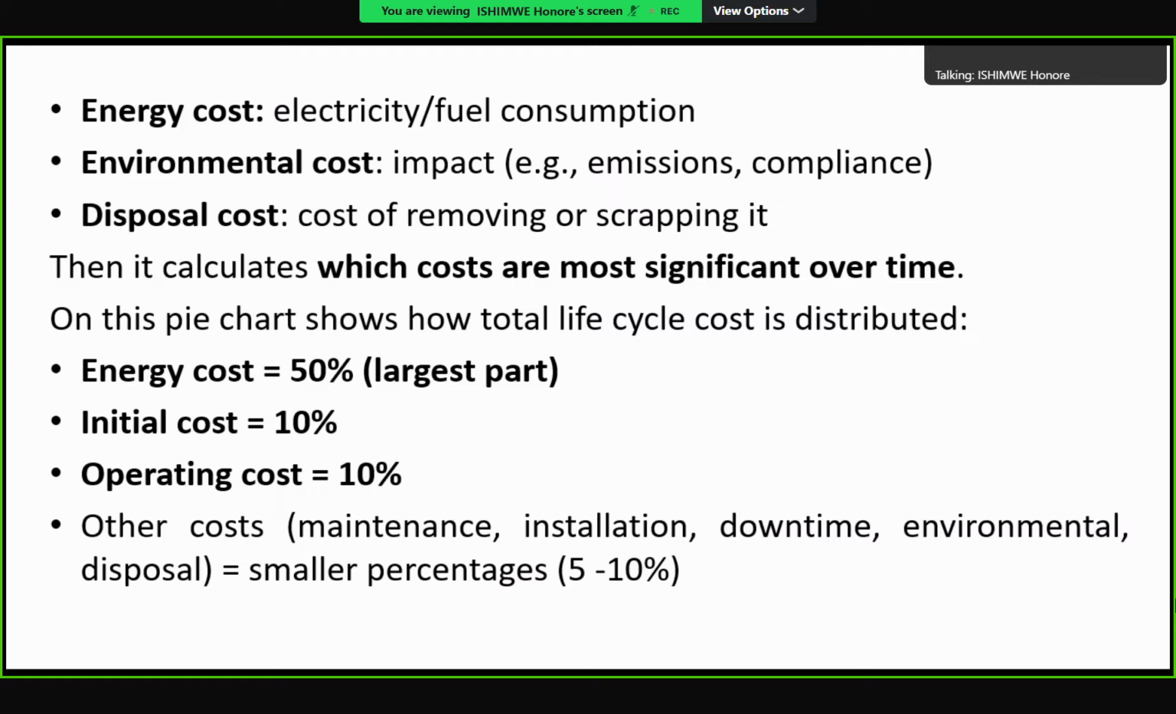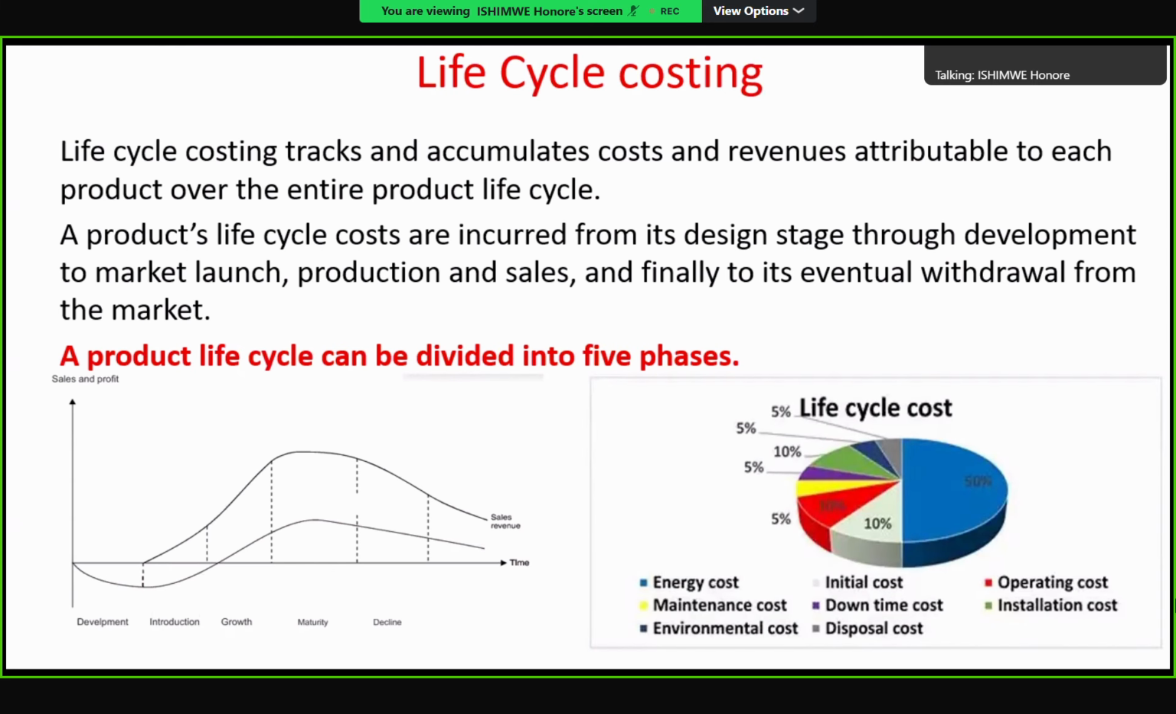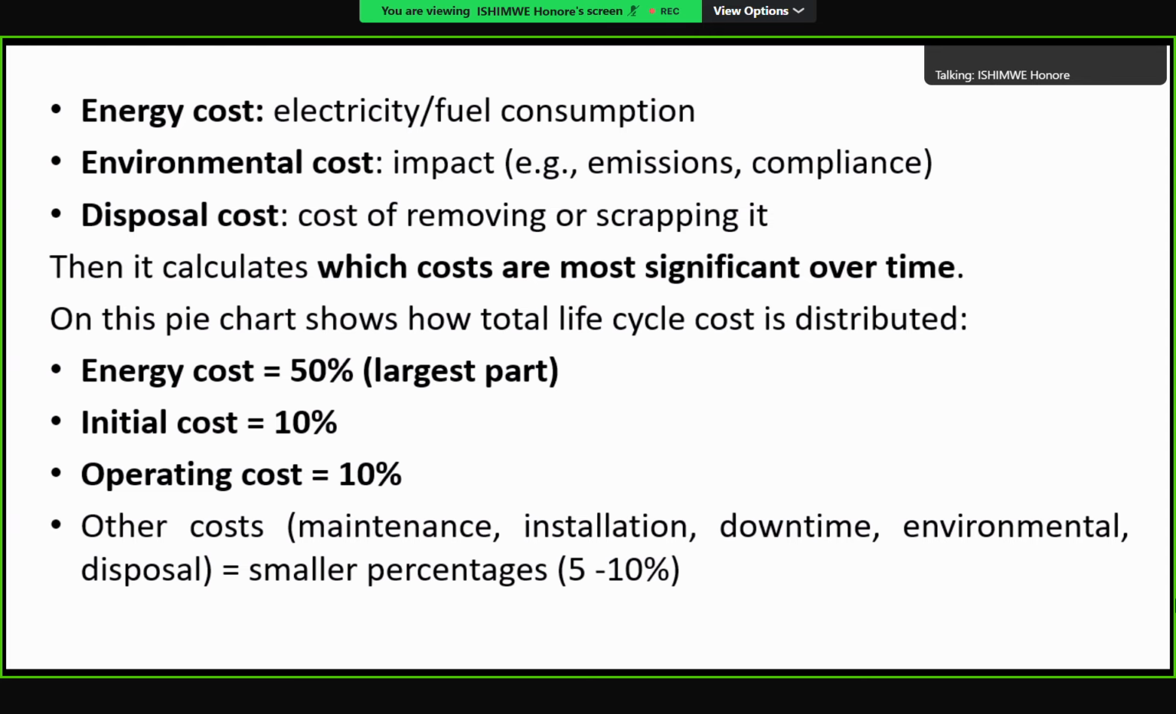Then other costs in terms of maintenance, installation, downtime, environmental, and disposal have smaller percentages. They range from 5 to 10, like this. You have 5. So those are other costs.